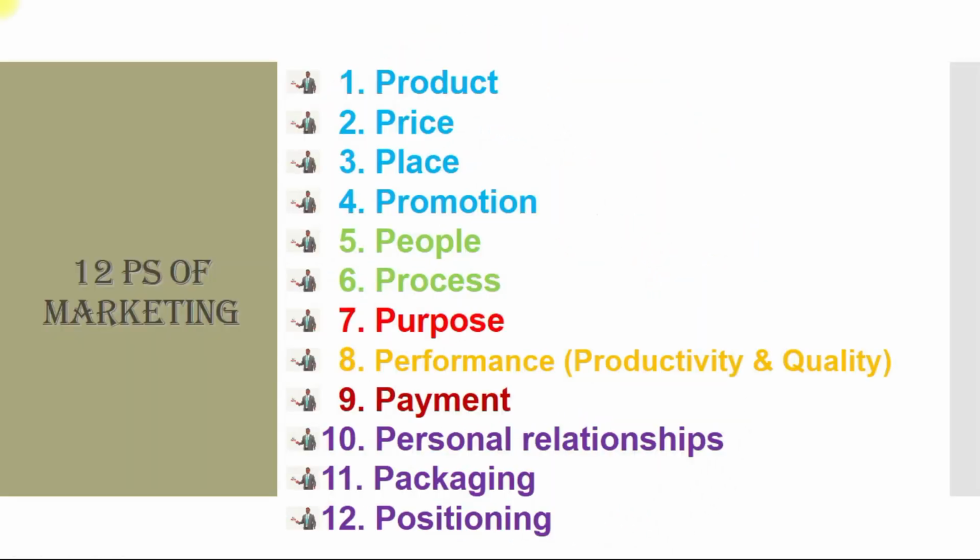Now we will see about 12 P's of marketing. We already know the 4 P's of marketing: product, price, place, and promotion. The 5th and the 6th one are people and process. 7th one is purpose. 8th, performance, that is productivity and quality. The 9th one is payment. The 10th one is personal relationship. 11th one is packaging, and the 12th one is positioning. They have added purpose as the 12th P of marketing.